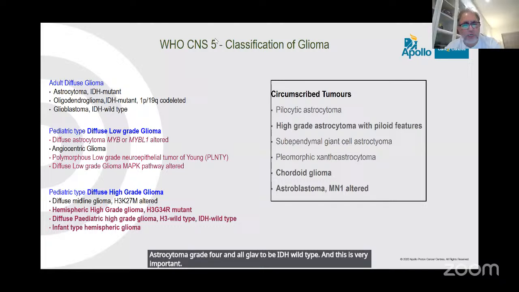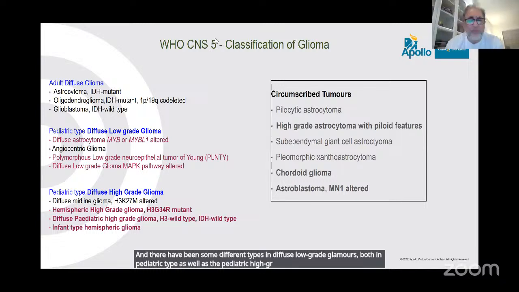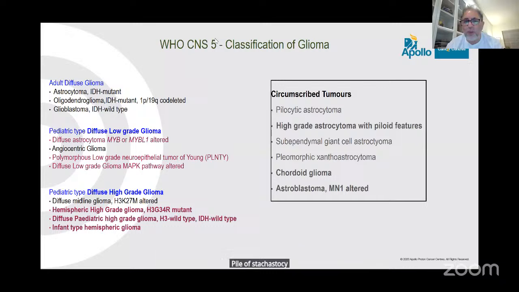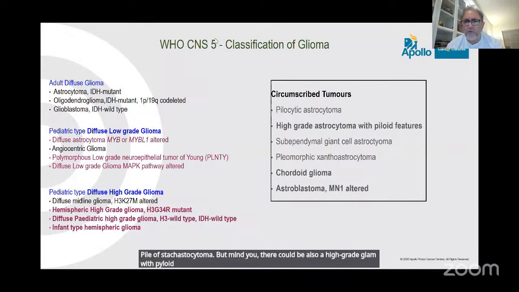And there have been some different types in diffuse low-grade gliomas, both in pediatric type as well as the pediatric high-grade gliomas. I will touch upon some of them with case examples. And this is a relatively simplified classification of circumscribed tumors, pilocytic astrocytoma, but mind you, there could also be a high-grade glioma with piloid features, typically seen in young people in the posterior fossa, which WHO says is at least grade 3.